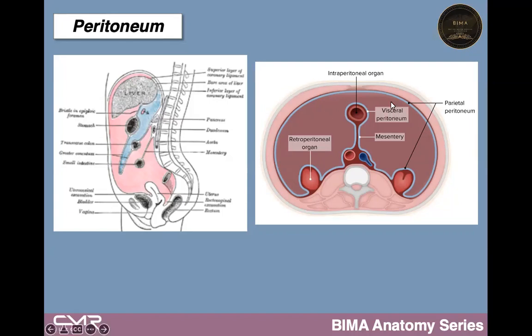And here you have a transverse section. Once again, anything retroperitoneal will not be covered by any peritoneum, whereas the visceral peritoneum is covering all organs here, and the parietal peritoneum is covering the entire cavity. This is our mesentery once again, which contains all of the blood supply and all of the lymphatics as well, and also some muscles for the small bowel.